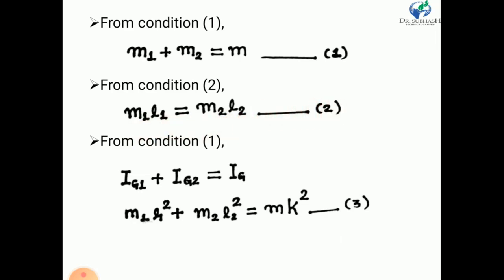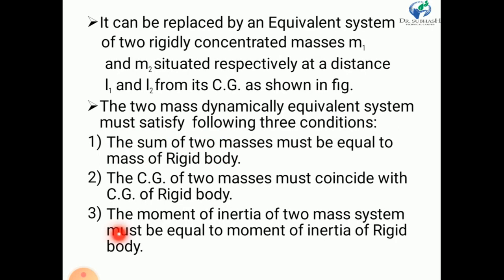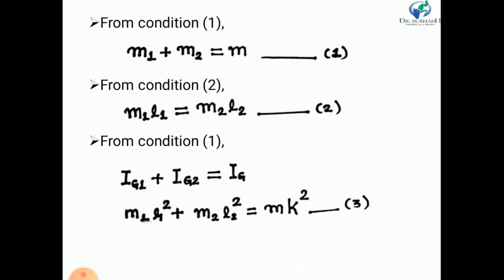Now from the condition 3, we can say that the moment of inertia of the two mass system must be equal to the moment of inertia of the rigid body. That means, Ig1 is the mass moment of inertia of mass m1, Ig2 is the mass moment of inertia because of mass m2, and Ig is the mass moment of inertia of the rigid body. So my dear friends, we know that the mass moment of inertia of m1 mass is m1 l1 square plus m2 l2 square is equal to mk square.